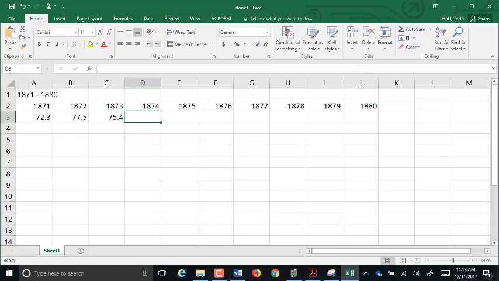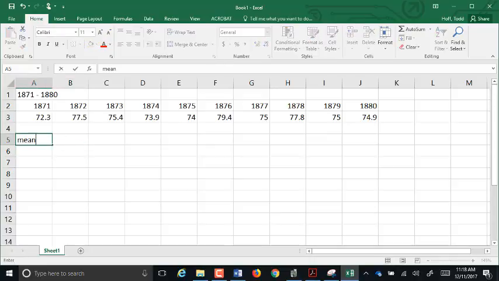Now you can see there's a lot of up and down from year to year here. And 1874 is 73.9, 74 exactly in 1875, 79.4, 75, 77.8, 75 in 1879, and 74.9 in 1880. So those are the temperatures given in that table.